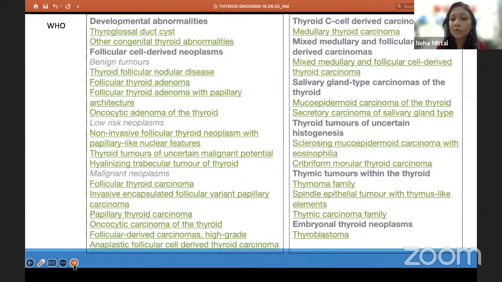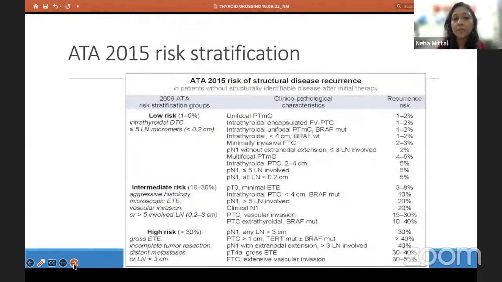The newer WHO classification, about which you heard in detail already from Dr. Gosain just a while ago, and the ATA risk, or the American Thyroid Association risk stratification of thyroid lesions, which for the first time actually took into account the histological parameters. For example, aggressive subtypes of PTC: tall cell, columnar cell, hobnail variant, then BRAF mutation present or not, then what is the multifocality if it is present or not.